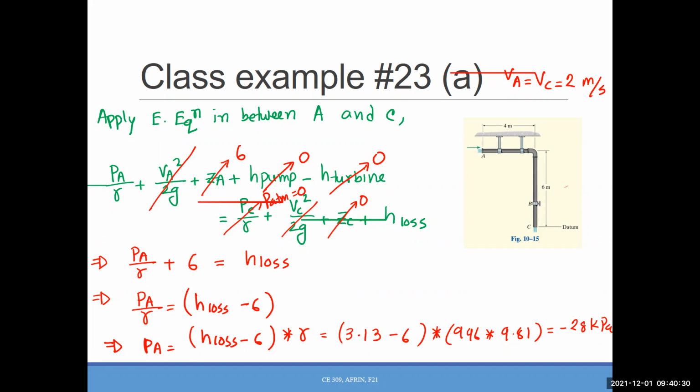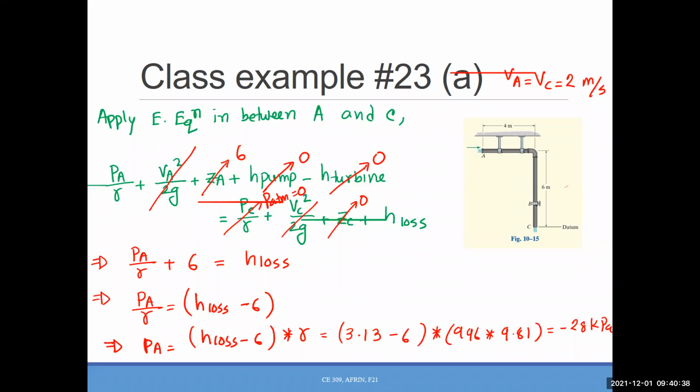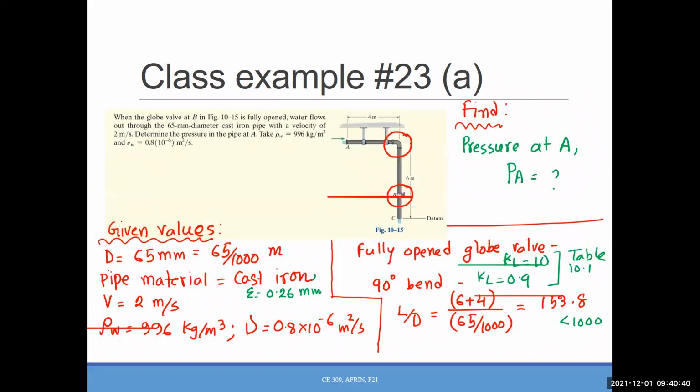Yes. The minor loss equation, because of the L over D. Yeah, that is one reason. And another reason is they didn't say ignore minor losses. So if they don't say ignore minor losses, I need to check whether I should consider minor loss or not. So you've got a number less than 1,000, so you consider it. Yes.